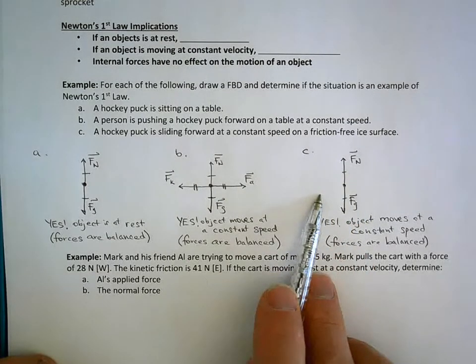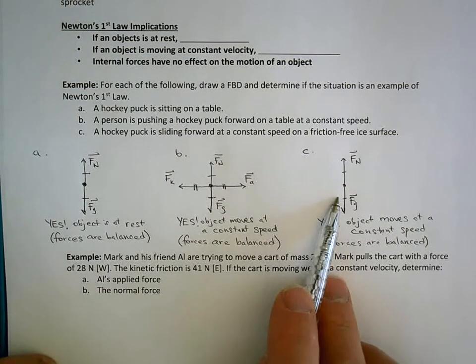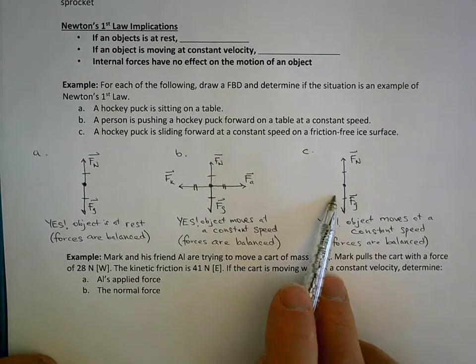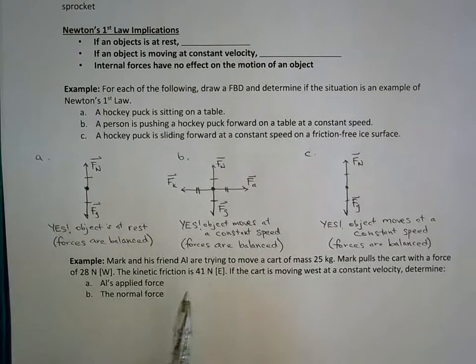Newton's first law says that an object in motion will stay in motion unless acted on by an outside force. So that's kind of three interesting examples of how free body diagrams apply to Newton's first law. Let's move on to this example.